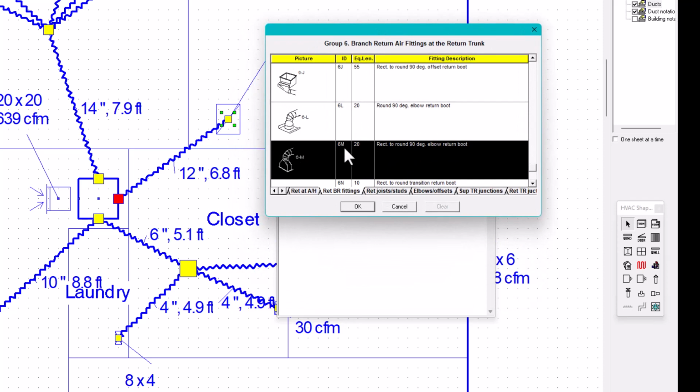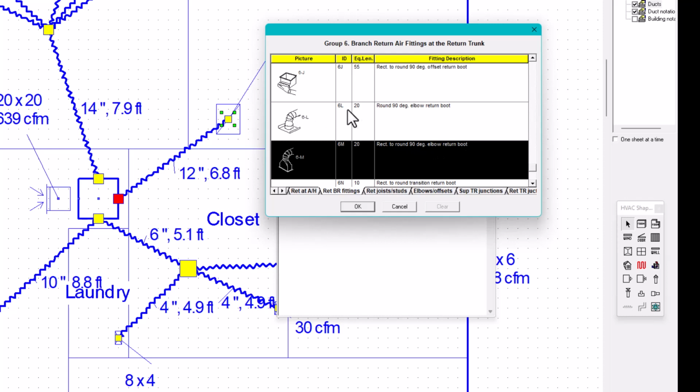This is the 6M type of return air fitting. It looks like this, like a boot, and you have the duct. Based on the 6M, that's the ID, the code for ACCA Manual D. You have an equivalent length of 20. You have a rectangular to round 90 degree elbow return boot, right?